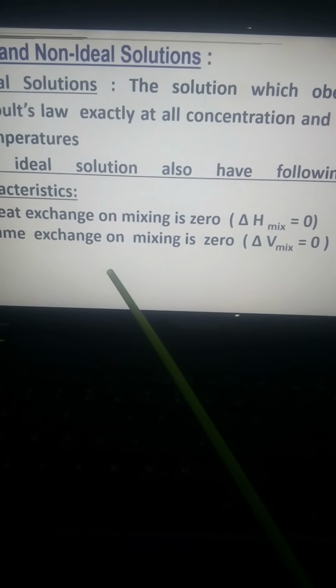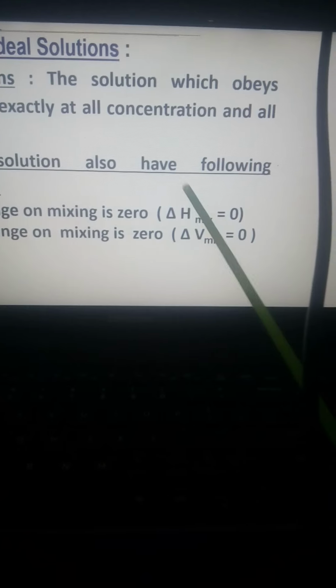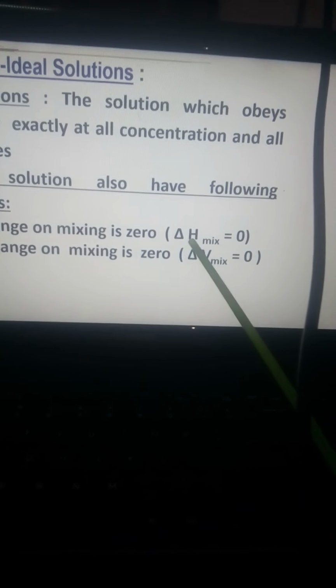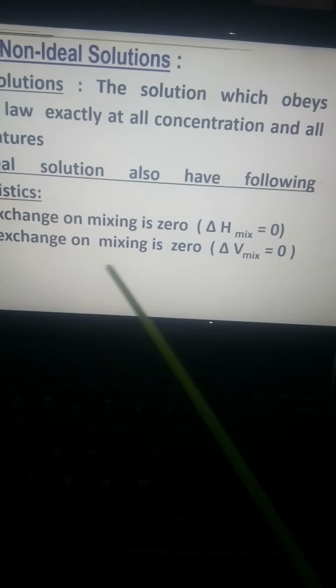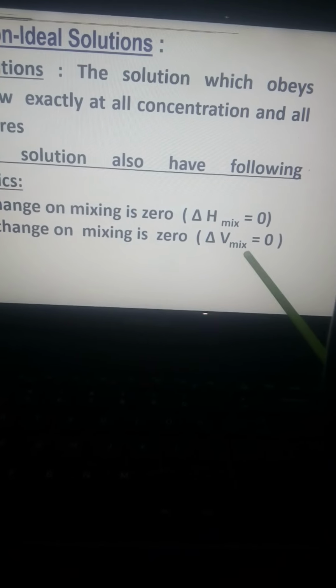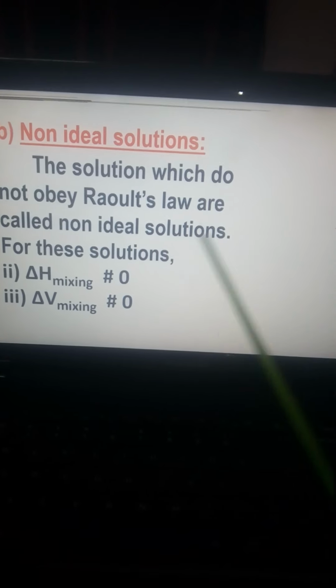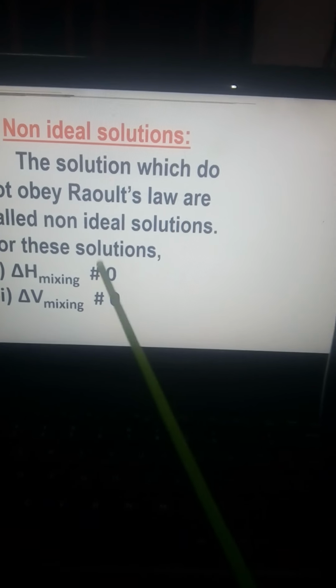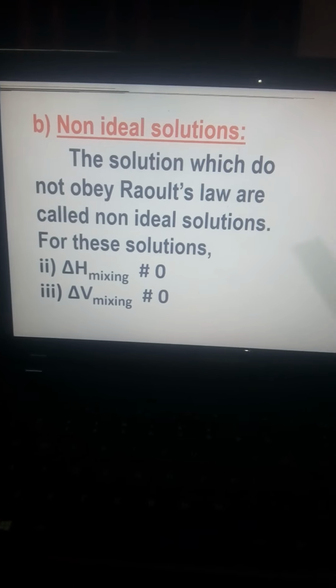Heat exchange on mixing is equal to 0, that means change in enthalpy during mixing is equal to 0. That means there is no change of enthalpy of mixing. Similarly, volume exchange on mixing is 0, so del V mix is also 0. Now in case of the non-ideal solution, the solutions which do not obey Raoult's law are called non-ideal solutions. In that case, del H mixing is not equal to 0, and del V mixing is also not equal to 0. So that is the non-ideal solution.